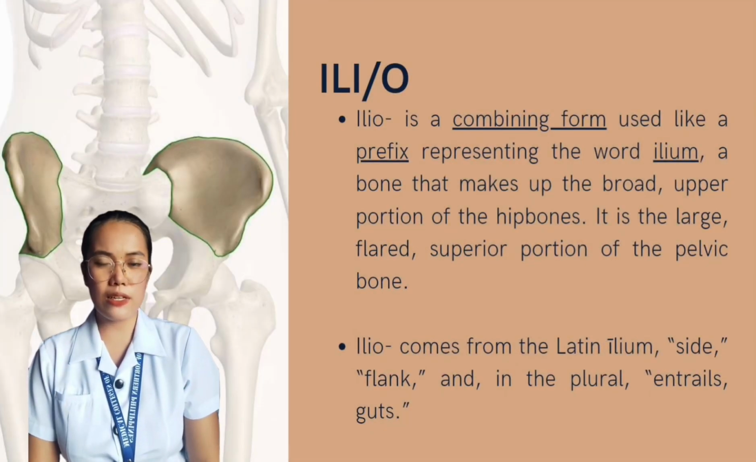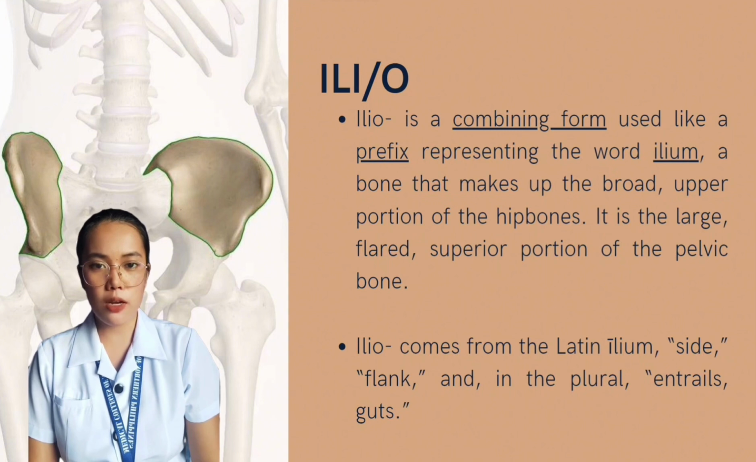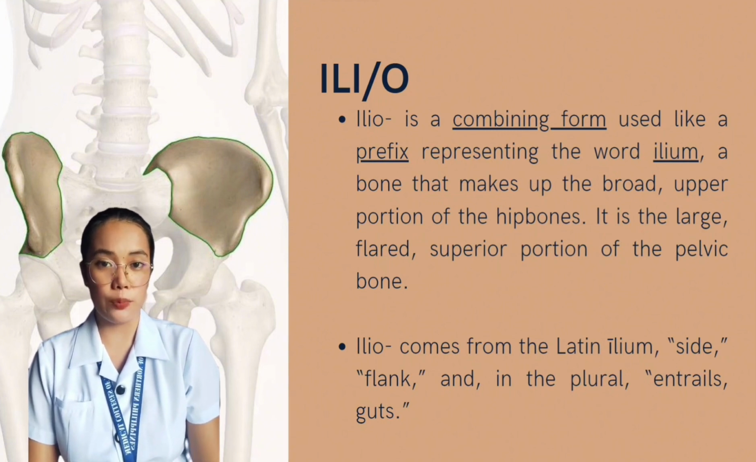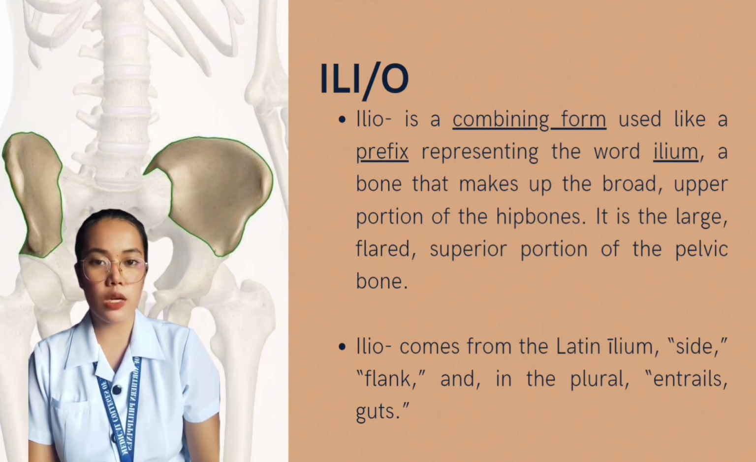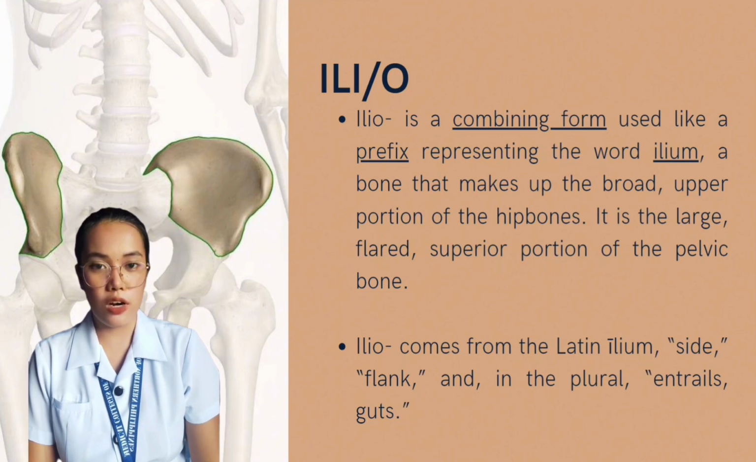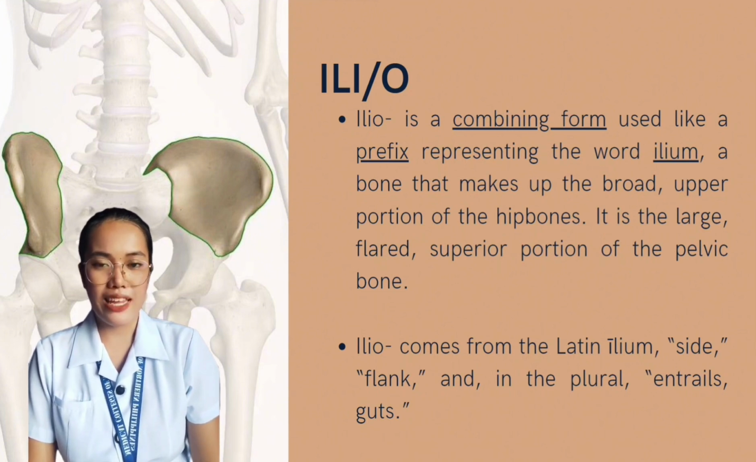So let's proceed to the last root or base word, which is the ili or ilio. Ili or ilio is a combining form used like a prefix representing the word ilium. It is a bone that makes up the broad, upper portion of the hip bones. It is the large, flared superior portion of the pelvic bone. Ilio comes from the Latin ilium, meaning side or flank. So ilium is located on each side of the pelvis.